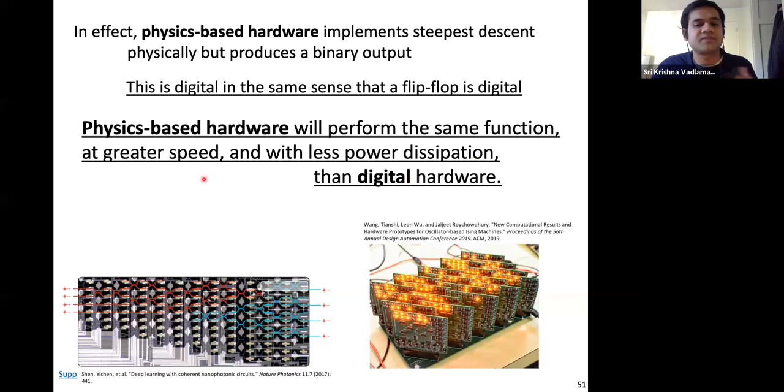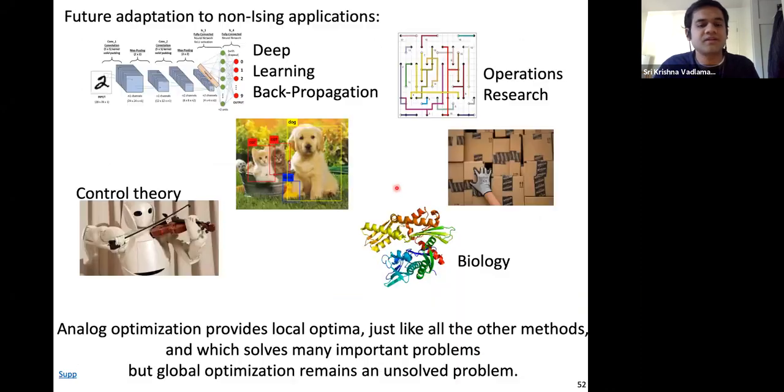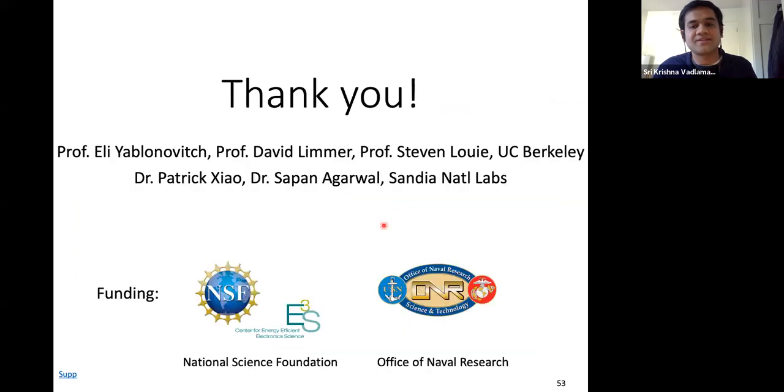Now there are some vector problems, but it's still a work in progress. But yeah, we're trying to show that there's some energy advantage, a proper energy advantage over the digital hardware. So that basically ends my talk. For future directions, we should try to solve all these problems using physics-based methods.